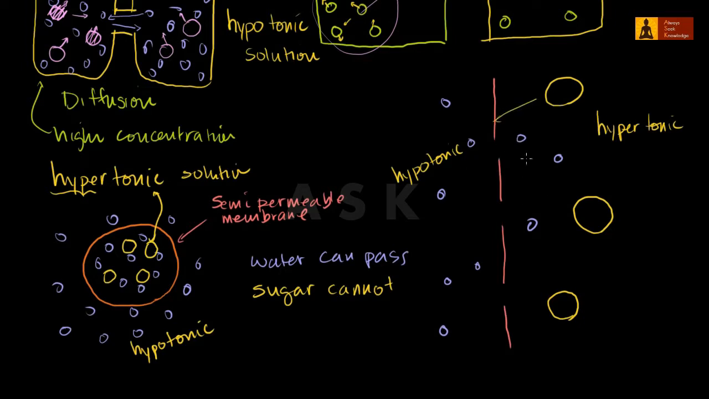Only water can go back and forth. If these guys were not here, water would have an equal likelihood of going in this direction as it would going in that direction. A completely equal likelihood.